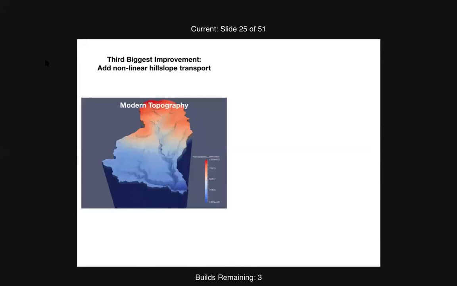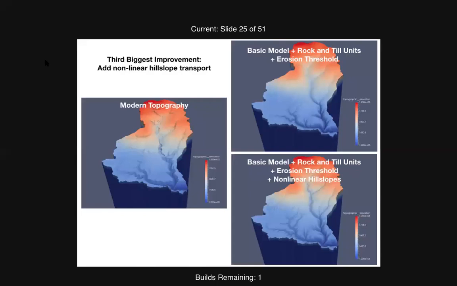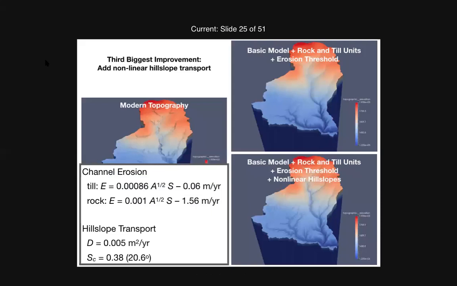Here we have the modern topography, the rock and till units, the erosion threshold, and the best model that we were able to make, which has these three elements of complexity. Just for reference, these are the types of calibrated parameters that we came up with. These are reasonable, like we are ending up with a critical slope of about 20 degrees.